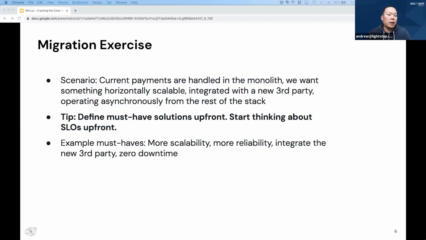First off, we recommend defining must-haves upfront, and then also start thinking about the appropriate SLOs around them. We don't want to approach this migration blindly, and there's no way to know whether we've achieved success unless we have a way of measuring. So some examples of must-haves based on what we've already mentioned are things like scalability, reliability, integration to a third-party endpoint, and zero downtime. And here, zero downtime really means not affecting any upstream services during migration, and more importantly, not affecting any end users.